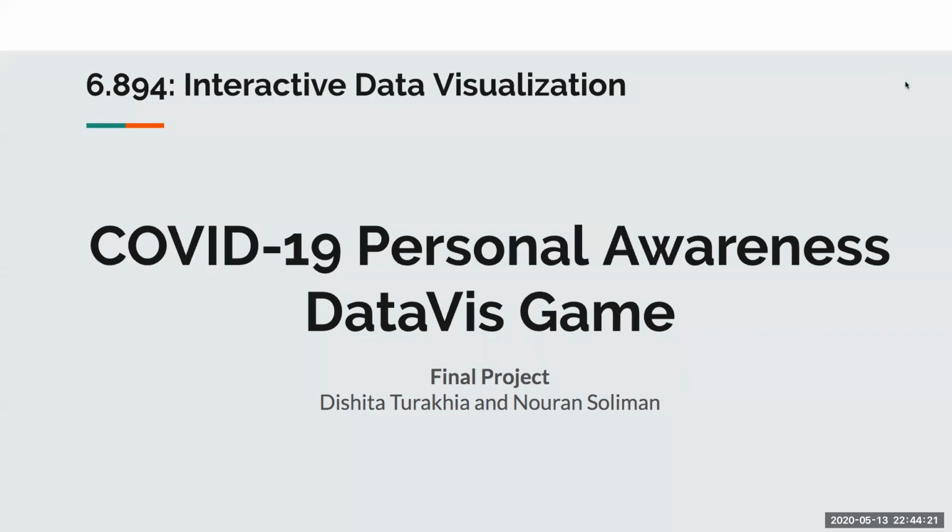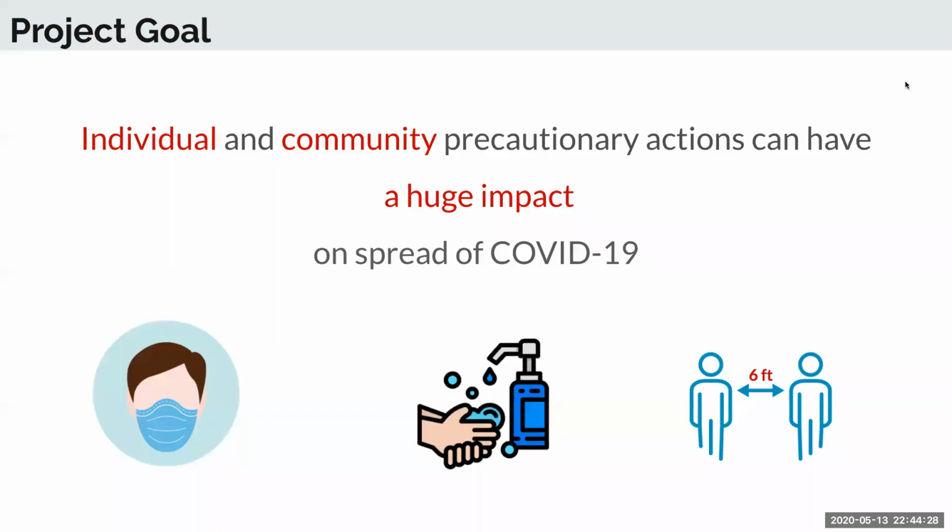For our final project, my team member Nuran and I have designed a DataVis game for COVID-19 personal awareness. The current pandemic has highlighted the importance of following precautionary measures such as washing hands, wearing masks, and maintaining social distancing. As the economy opens up and people start going out, it is crucial that everyone continues these practices. Our project goal is to show that every individual and community action has a huge impact on the spread of COVID-19.